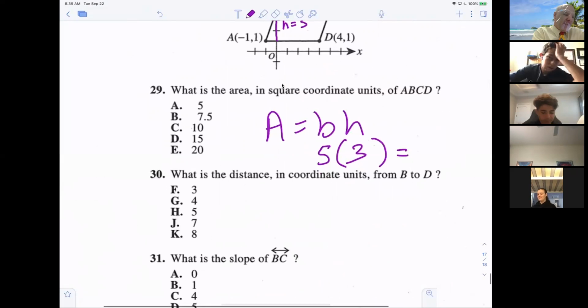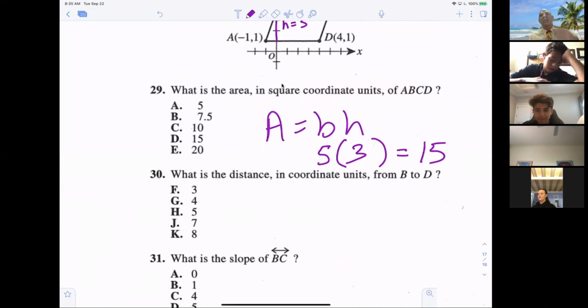Brady, what's 5 times 3? Without the calculator, 5 times 3. You're the man. You're the mental math king in here. What are we waiting for? Samuel. 4.